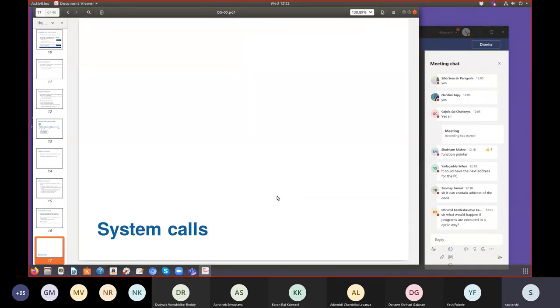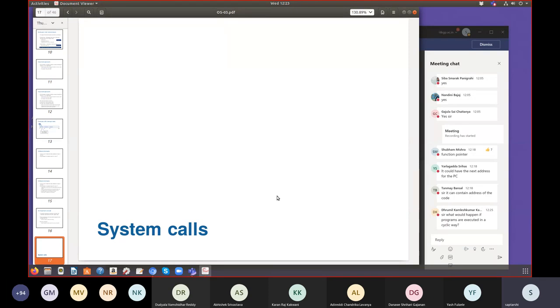Right, now we had started this class talking about system calls, but we possibly digressed a bit and discussed interrupts. But now we will join the loop, like why we were discussing interrupts. Okay, before that, a question. What would happen if programs are executed in a cyclic way?